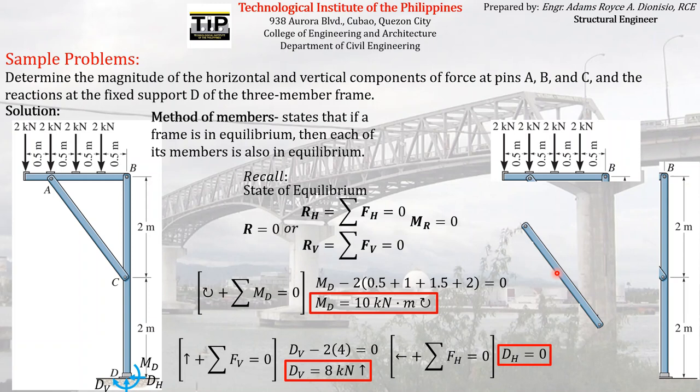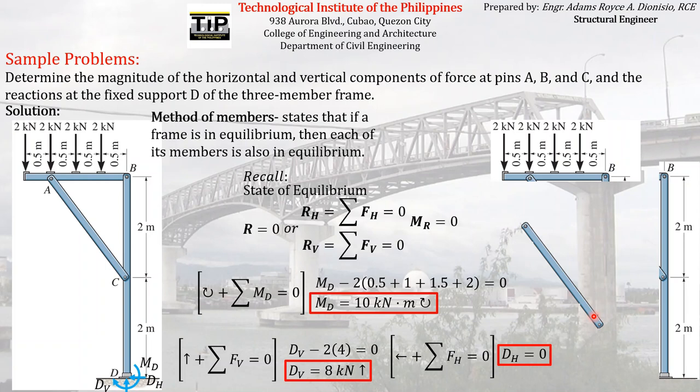So ibig sabihin lang nun, yung horizontal and vertical forces dito, pag kinuha mo yung resultant ng horizontal and vertical na yun, ang resultant nun, which is a single force, will be definitely in a direction same sa direction nitong axis nitong member na to. So parang ganito siya.